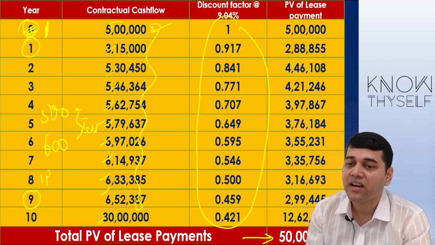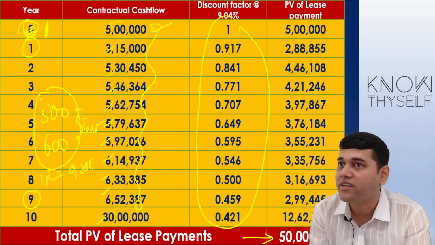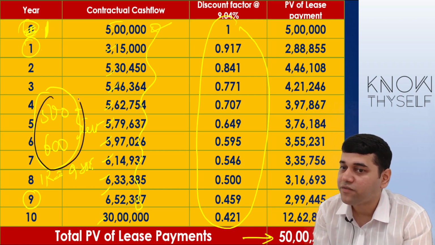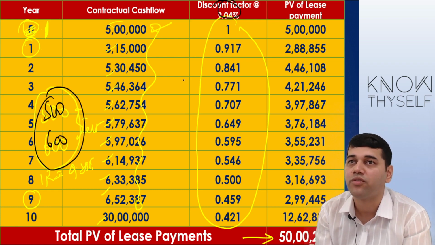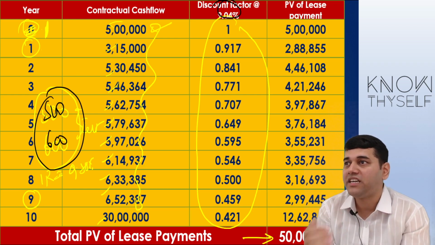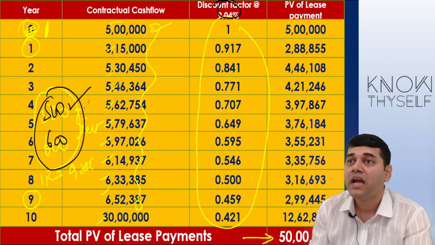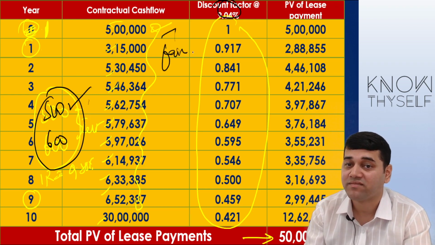Now what is my IRR? IRR is 9.78%, which is sitting in this 100, 500 to 600. Followed? Which is sitting in this 500 to 600. That is my IRR. So when I find out the present value of the cash flows which exactly match with 500, I say that the lease rents are the fair rent.